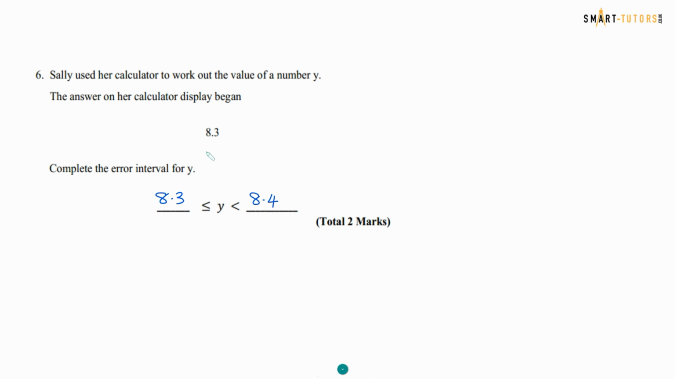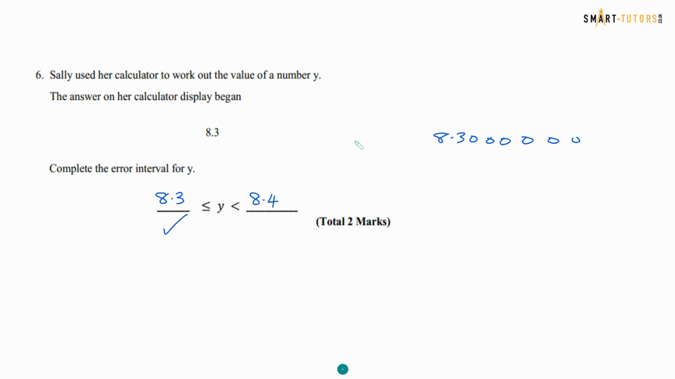Question number 6. Sally used her calculator to work out the value of the number y. The answer on the calculator display begins with 8.3. So complete the error interval for y. The error interval means 8.3, so what would be the next number? The smallest number can't be 8.2. The smallest number has to be 8.3000000 something like that. So the smallest number is 8.3.